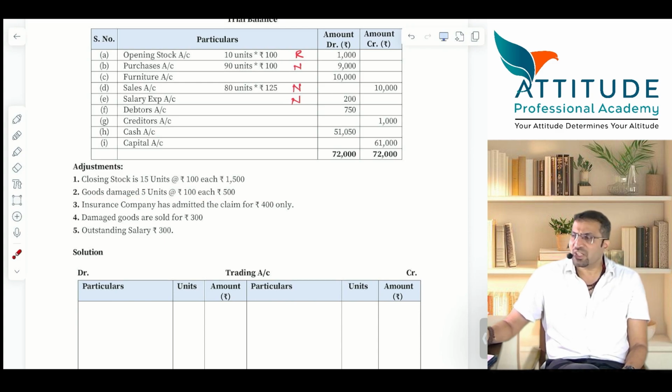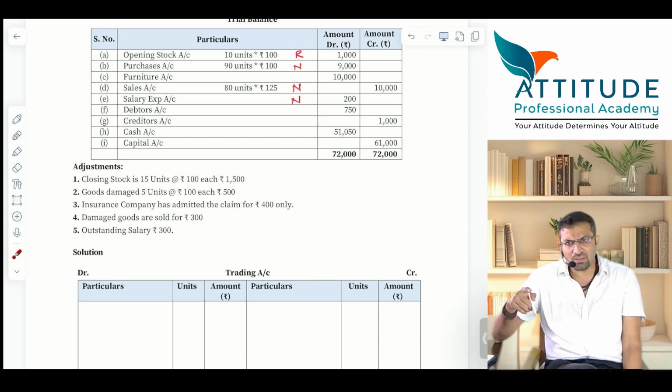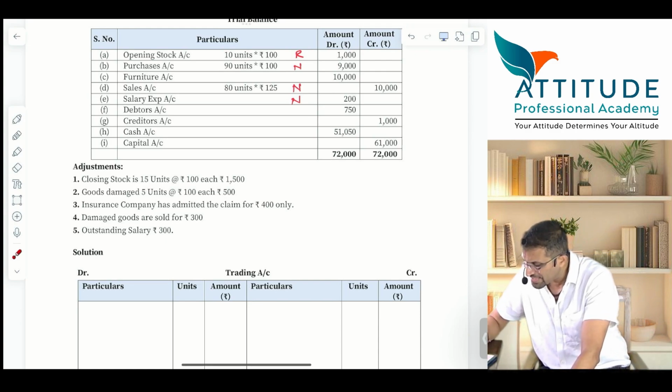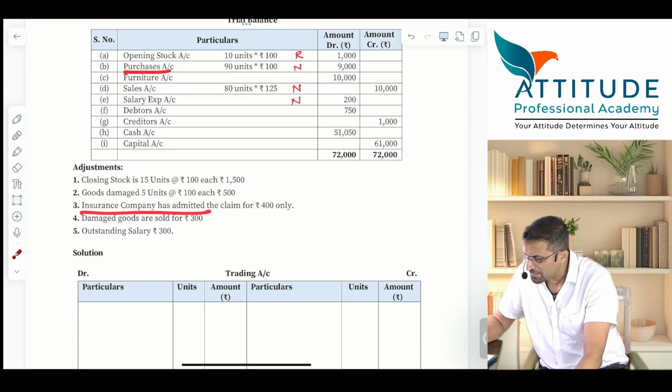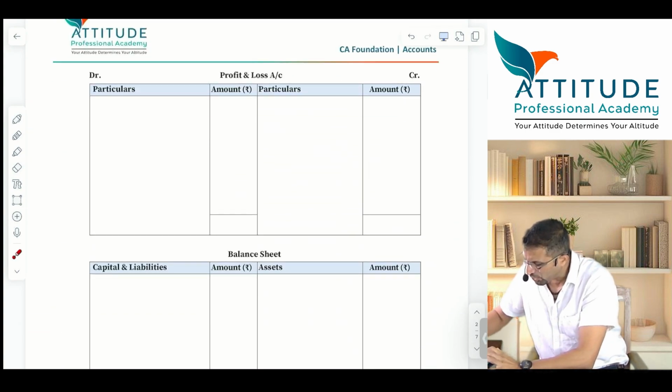Instead of saying abnormal loss account, you'll say damaged goods account debit. You want to adjust with the purchases, or you want to take it in the trading account? Fair enough, no problem. You can adjust with purchases also, because goods are damaged out of the purchases only, and goods damaged are coming in adjustment. So it means these purchases are not yet adjusted. Is that clear? Okay, fair enough. I'll go according to what you say.